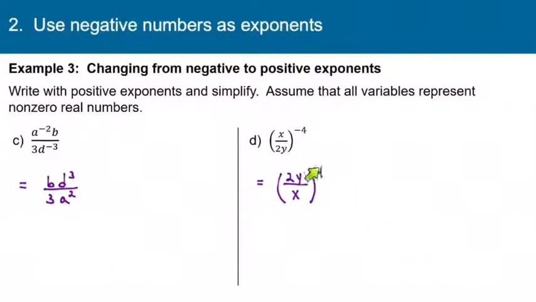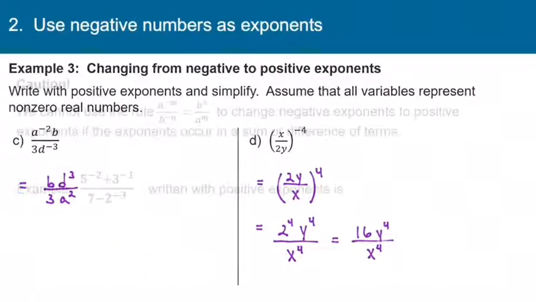And now we can apply this 4 to each factor inside the parentheses. So this will become 2 to the 4th times y to the 4th over x to the 4th. And then we know that 2 to the 4th is equal to 16. So we'll now write this as 16y to the 4th over x to the 4th.